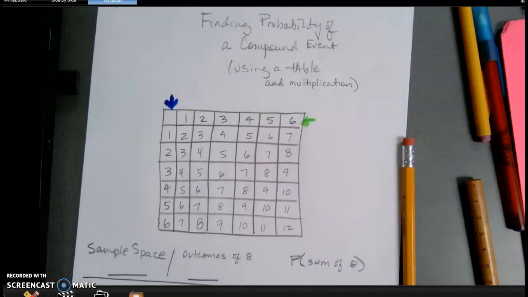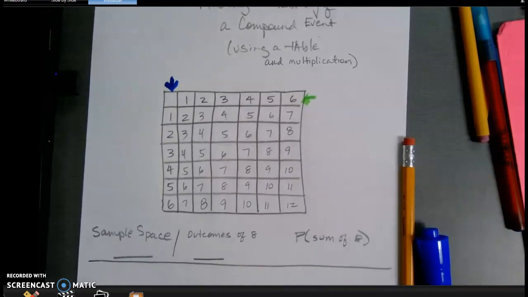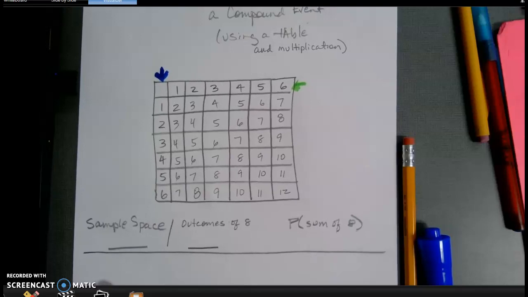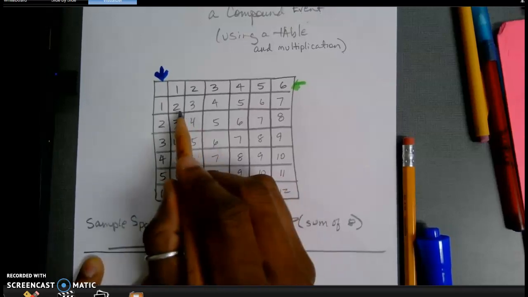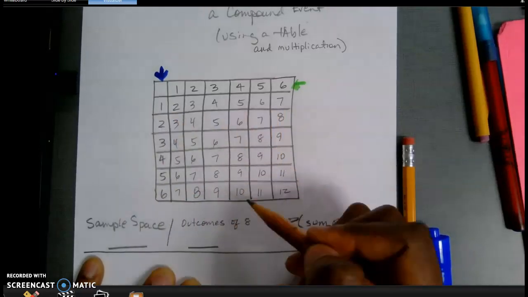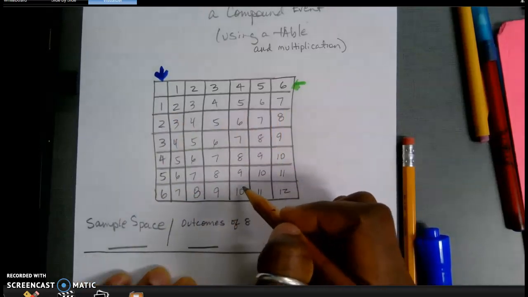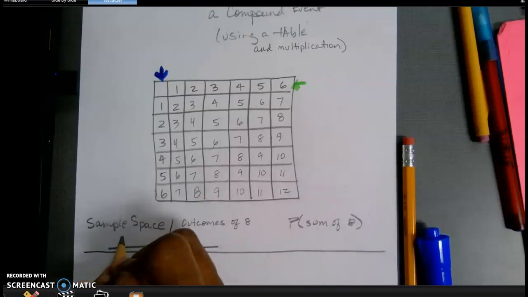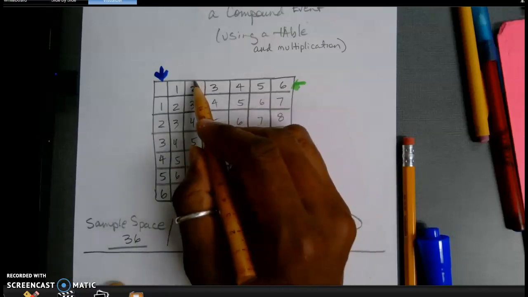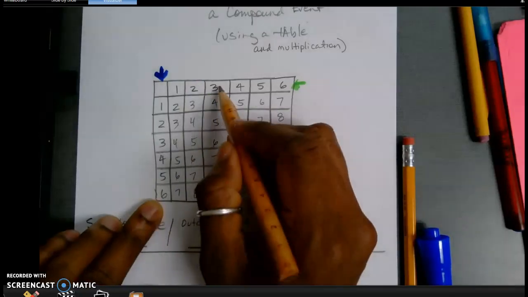So it was asking for what is the sample space in this particular case. The sample space, remember, is going to be all of my possible outcomes. All of my possible outcomes will be 1, 2, 3, 4, 5, 6, times the 6 on this side. So 6 times 6, as we know, is going to be what? 36.